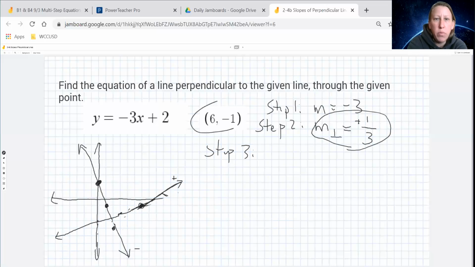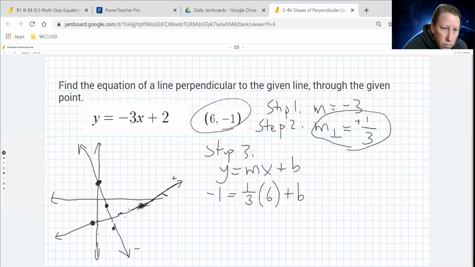Now, step 3, we're going to use the slope and the point to write an equation. So I'm going to do y equals mx plus b. And the y is going to be -1. And the slope is 1/3. We figured that out. And the x coordinate is 6. And I'm trying to figure out b, it might be -3. My line was kind of messy. I'm not quite sure. So let's figure it out.